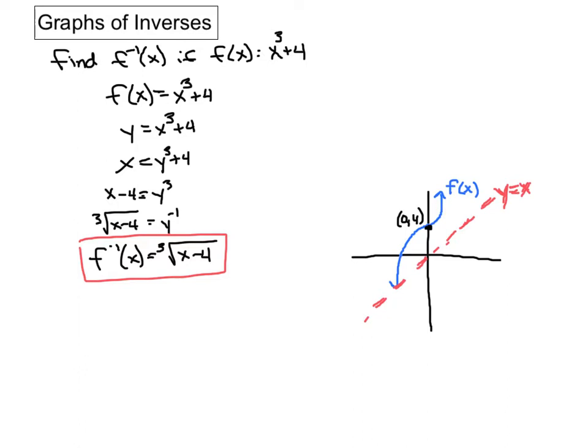Now, just like in solving for the inverse, we switch the x and y. So instead of 0, 4, we're going to have 4, 0. And it's going to look something like this. Oops. Let me clean that up a little bit. And that there is our graph of the inverse. Okay. I'll do a couple more practice problems, then it'll be good to go.